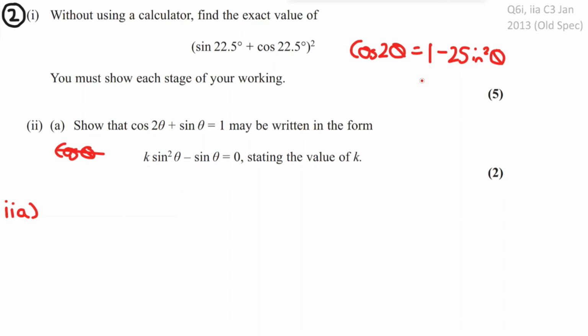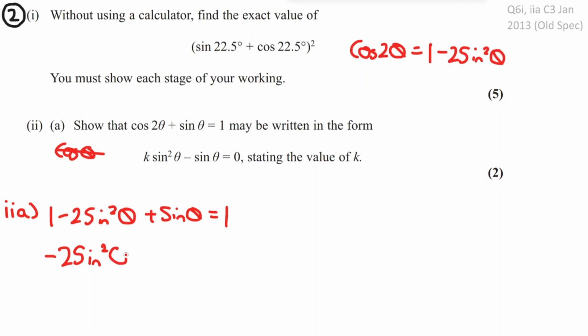We don't have any cos theta, and this is the only format of cos 2 theta that doesn't have cos in it. So therefore we can rewrite this. So cos 2 theta we can write as 1 minus 2 sin squared theta, like this. And then we've got the plus sin theta, and this is equal to 1, and then we can move this 1 onto this side and it will cancel out with this, so we're just going to be left with minus 2 sin squared theta plus sin theta is equal to 0.